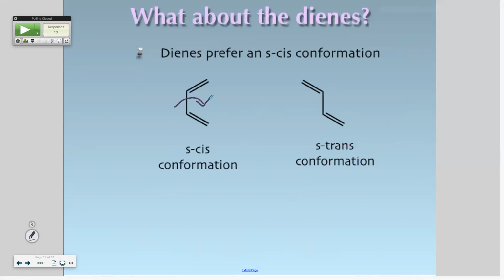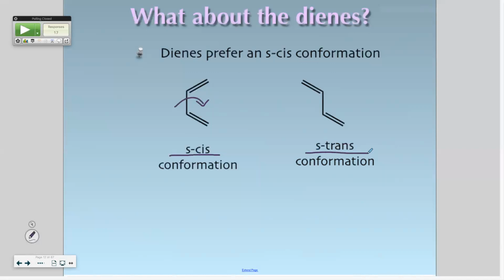If it's in the one on the right, it won't react. What will happen is it'll wait until it swings around, because remember the molecules are moving, until it gets boom, S-cis. And you got your double bonds lined up like that. Okay, then it reacts. Okay, so that's called the S-cis. You probably have never heard of those little terms before, and this is the only time.